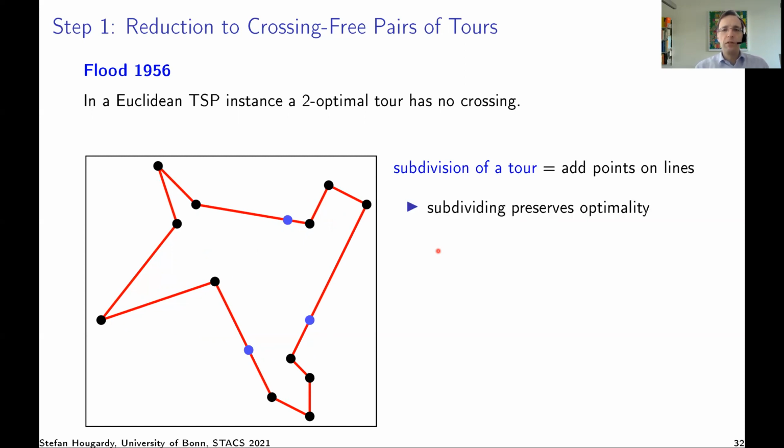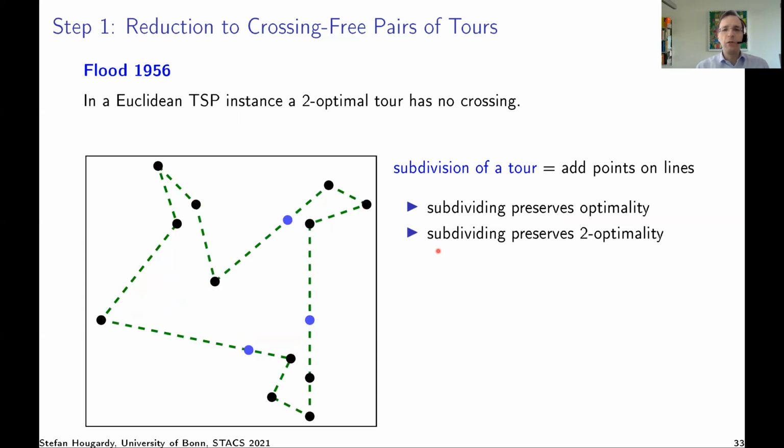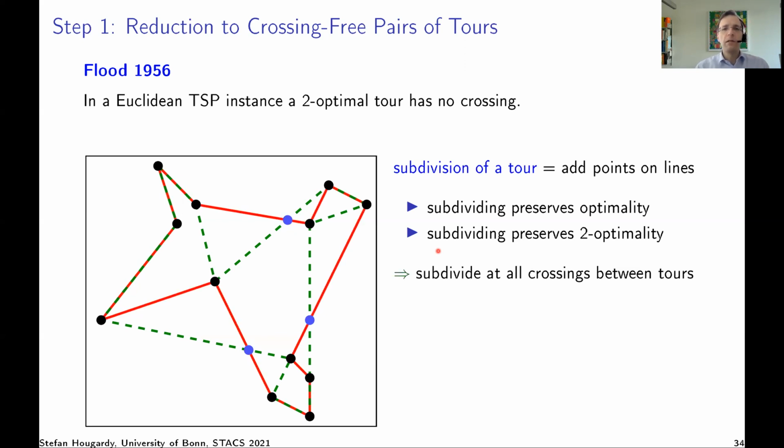And by adding points on the lines of a tour, of course, we see that the tour is still optimal for the new point set. And it's also not difficult to see that the tour will still be 2-optimal if it was 2-optimal before. So adding some points preserves optimality and 2-optimality. And so this means if we replace all the crossings by new points, we will still have an optimum and a 2-optimal tour. And we didn't change the length of the tour.